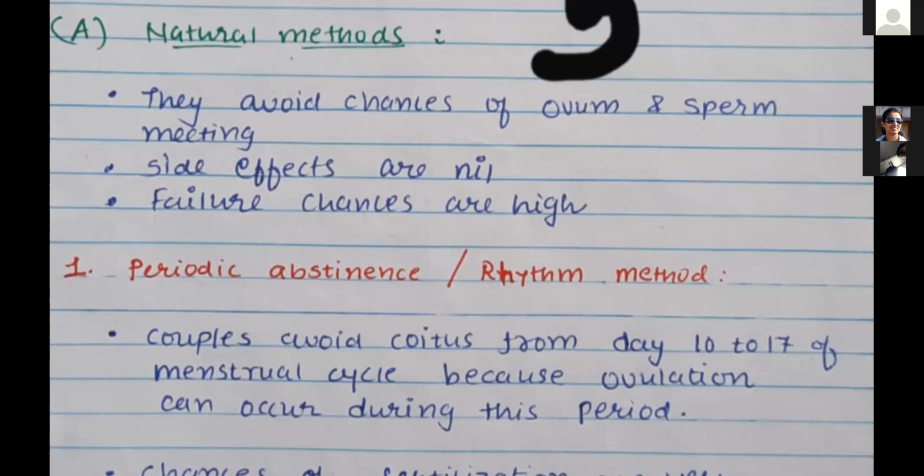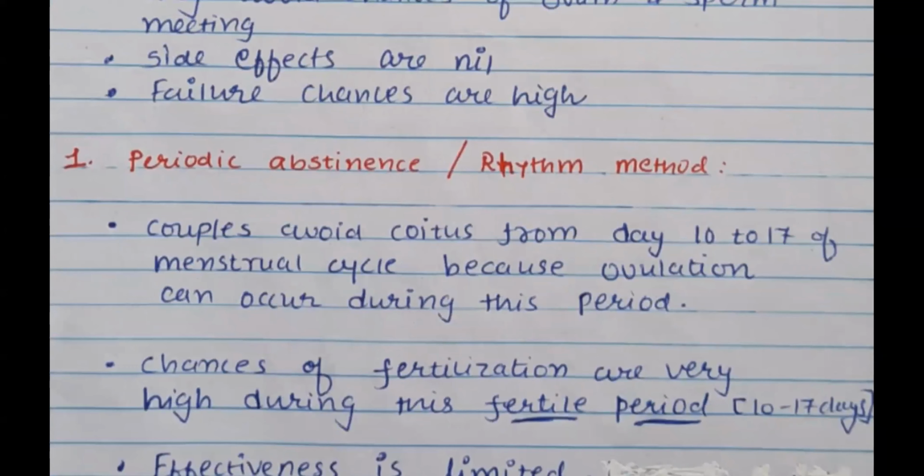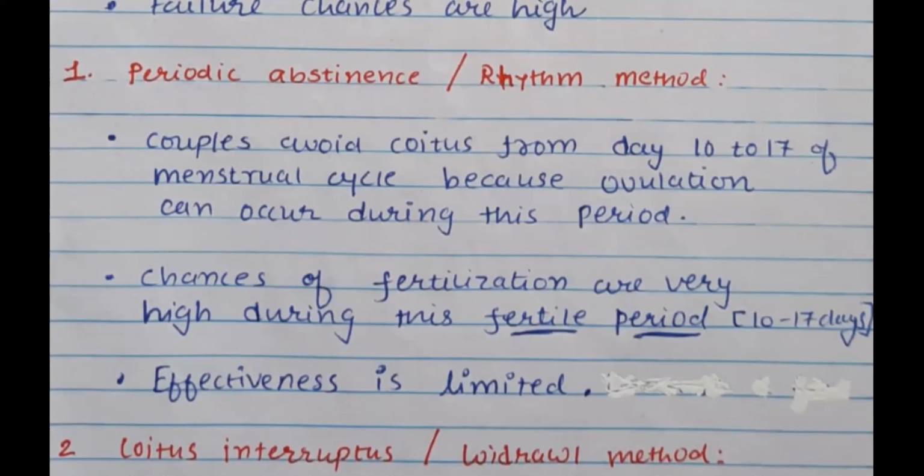Now, which are these different natural methods? Basically, three natural methods are there. The first natural method is called periodic abstinence or the rhythm method. In simple terms, it is the temporary avoidance of coitus or mating for a period.